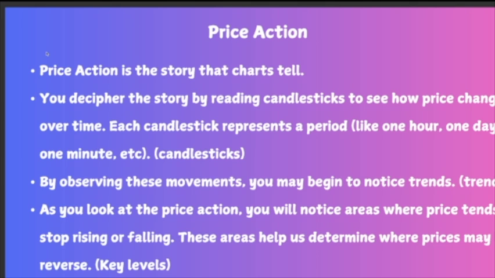If the candlesticks are printing up, that means the market is going up. If the candlesticks are printing down, that means the market is going down. If the market is printing candlesticks that are almost ranging, they're not making new swing points and they're kind of staying in the same area, that means that your market is ranging. As you look at the price action, you will notice these areas where price tends to stop rising or stop falling, and these areas are going to help us determine where price may reverse, which are called key levels.